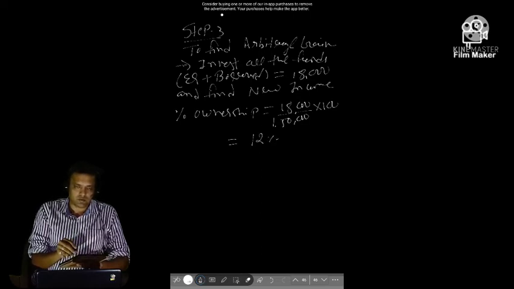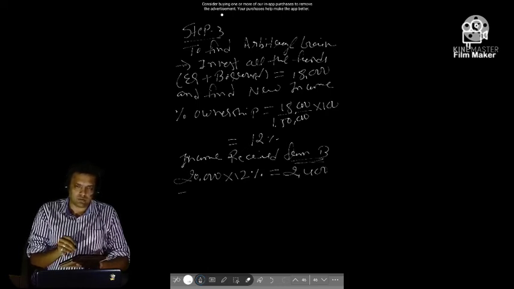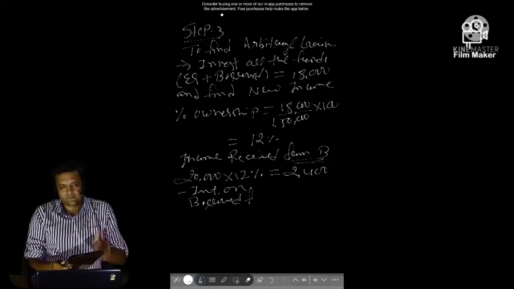The percentage of ownership is fund invested divided by the value of the firm. So I'm investing 18,000 divided by the value of the firm, which is 1,50,000. So my new percentage of ownership equals 12%. So now I'm owner of 12% in firm B. I will get 12% of the income of firm B.